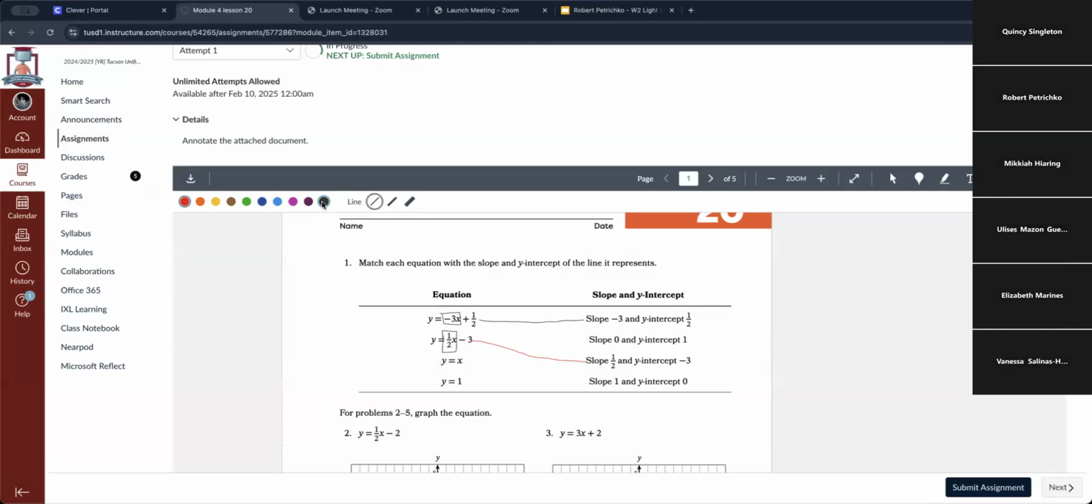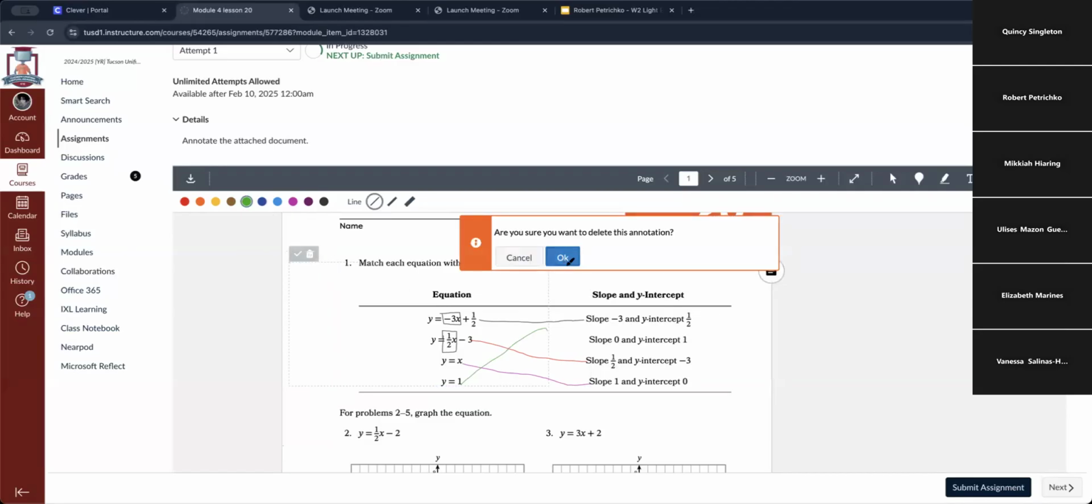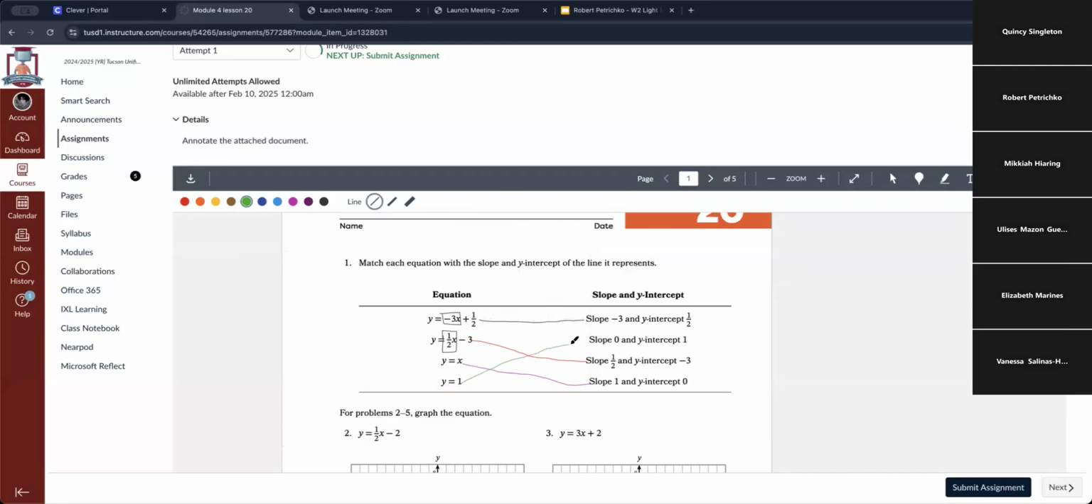Okay, the third one is y equals x. So there is no coefficient on it, so we assume the coefficient is 1. So that's going to go down to the last one. The b is gone, so b must be 0. So take that down to there, right? Okay, y equals 1 means the slope is 0, right? Because there is no mx, so m must be 0.